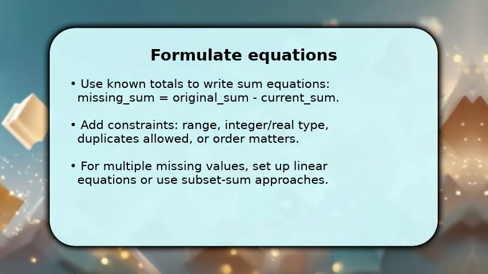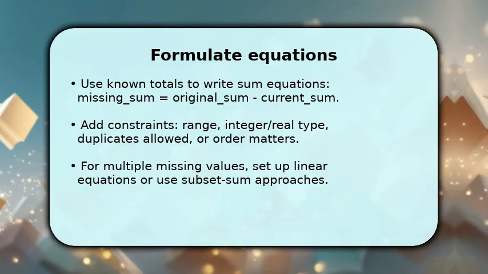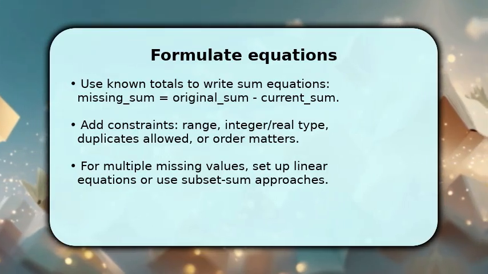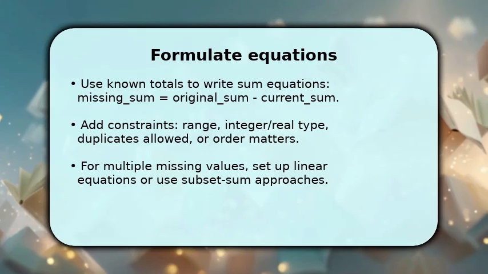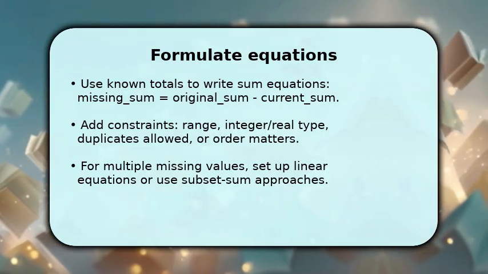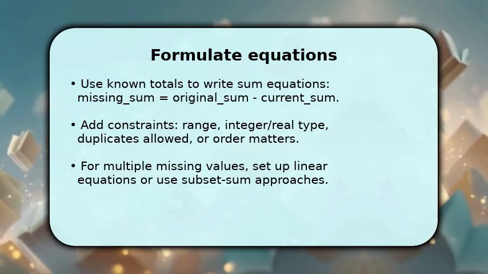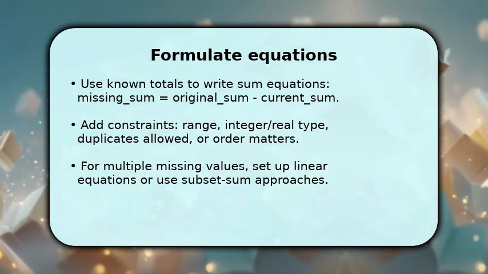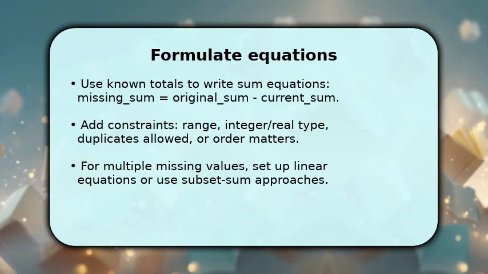If count changed, missing count gives another equation. Once done, apply value bounds and discreteness to prune solutions. For one missing number, solve directly. For two or more, use simultaneous equations, differences, or subset sum search. Make sure to prefer deterministic methods first.